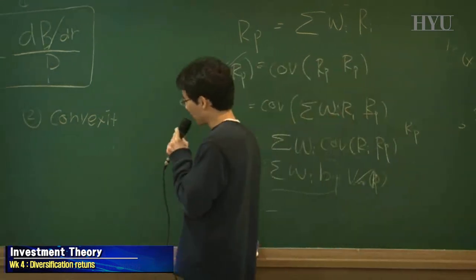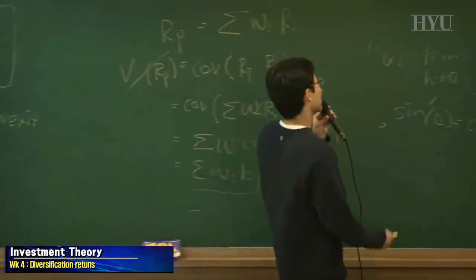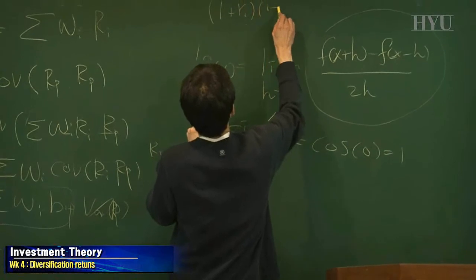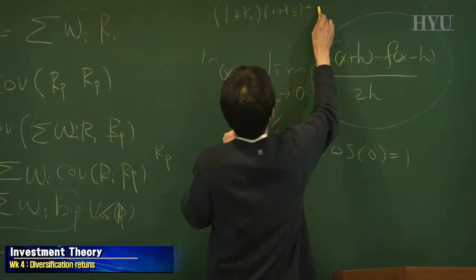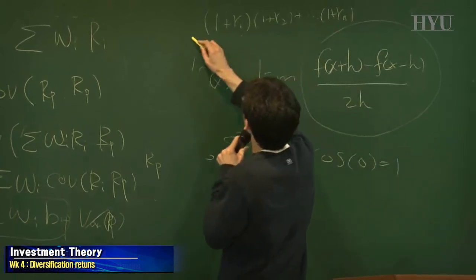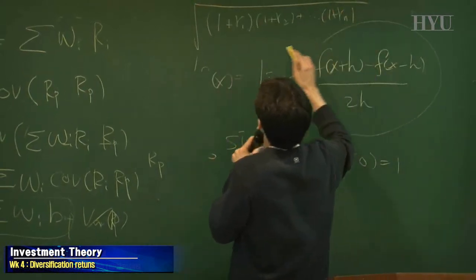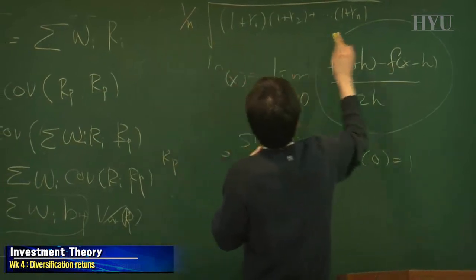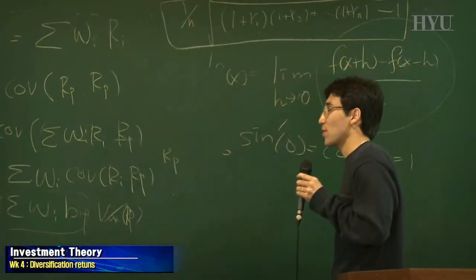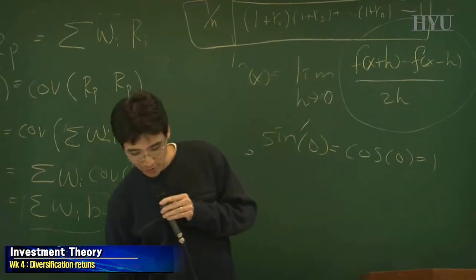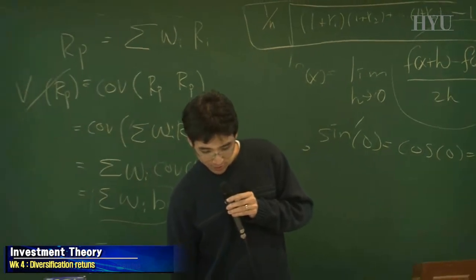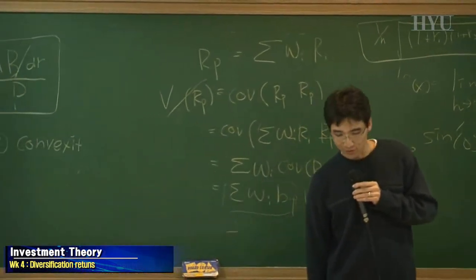If we have individual returns, the geometric average return is, as you know, the product of 1 plus R1, 1 plus R2, up to 1 plus Rn, everything to the power of 1 over n, minus 1. So it's a geometric average return. Applying this formula, the geometric average return looks like this. And this is the standard deviation, and this is the variance.